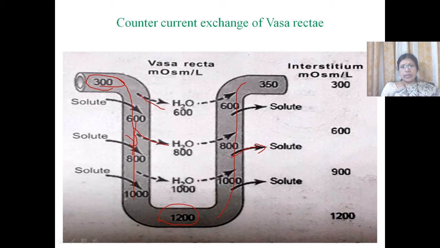As it reaches the cortex region, the concentration of the blood reaches 350 milliosmoles per liter. With this arrangement, the osmotic gradient of the medullary interstitium is maintained without losing salt. Thus, the vasa rectae, apart from supplying nutrients to the kidney, also cooperates in the formation of hypertonic urine without causing any disturbance to its osmotic gradient.